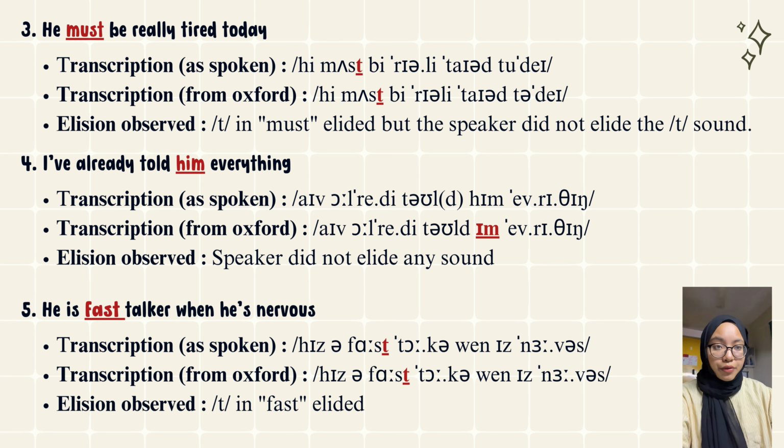Okay, lastly, for task 2 for participant 1, the sentence is "He is a fast talker when he is nervous." Let's listen to this one.